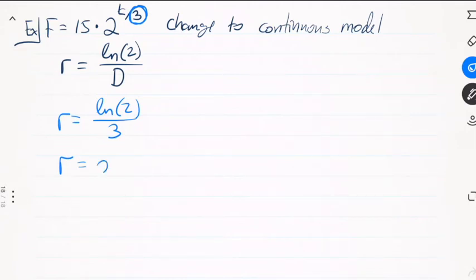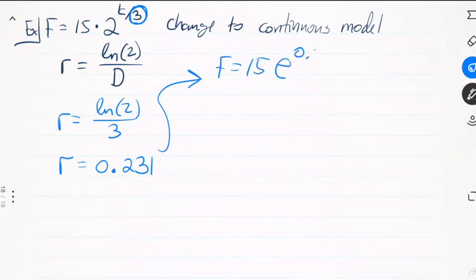So if we were going to change this into an exponential model using PERT, then this would be f equals 15e to the 0.231t. And here, this is representing a 23% growth rate.